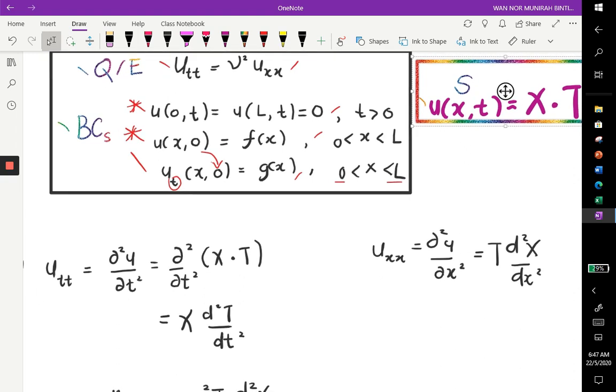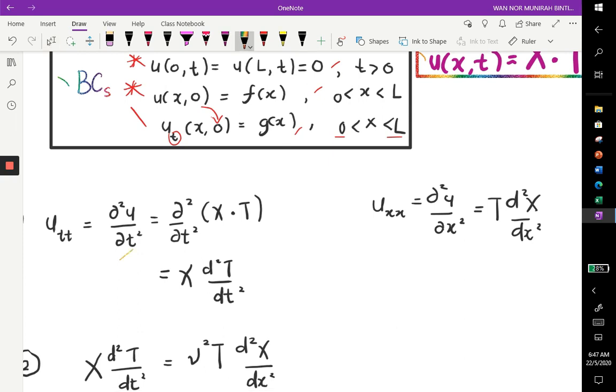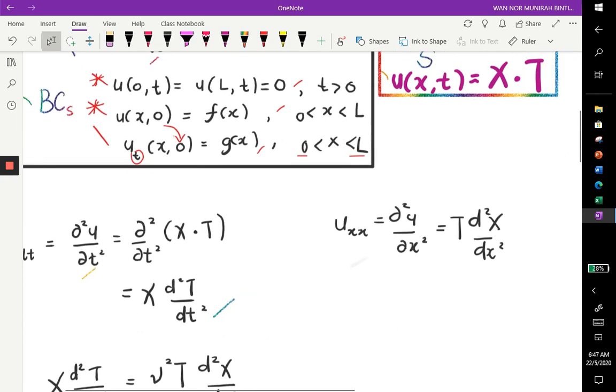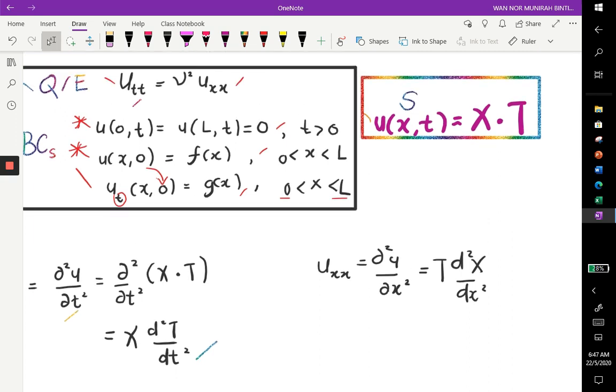So our left hand side of our equation, we want u sub t, so differentiate twice your u with respect to t, so that we have this one. And our right hand side for our equation, we want to find u sub xx, so we differentiate u with respect to x twice, so that we have this one.